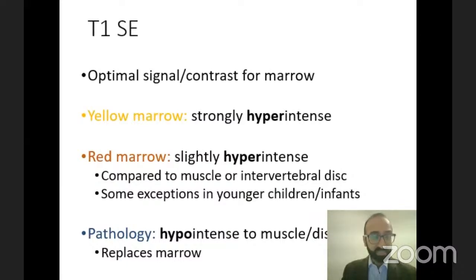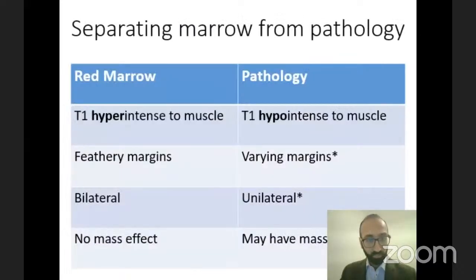So the T1 sequences are the most useful. If you're struggling with marrow on the fluid sensitive sequences, there's a bright spot somewhere and you want to solve that, the T1 sequences are going to get you out of jail. It provides optimal contrast for marrow because both red and yellow marrow have fat, so they'll have some degree of hyperintensity. And as I've already alluded to, that's compared to an adjacent muscle or intervertebral disc. It is slightly different in younger children, and we will get to that when we talk about them.